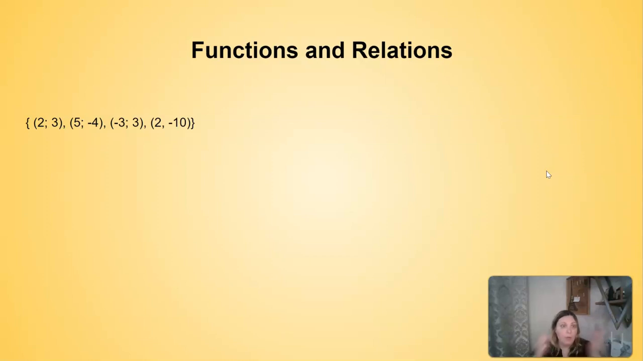Okay? So over here I have a whole bunch of points. (2, 3), (5, -4), (-3, 3), (2, -10). It's just a set of ordered pairs, right? Two numbers in parentheses, and then another two numbers in parentheses, and another two numbers in parentheses. You get the idea, right? So every single time you have a set of ordered pairs, this is a relation. Very, very simple.